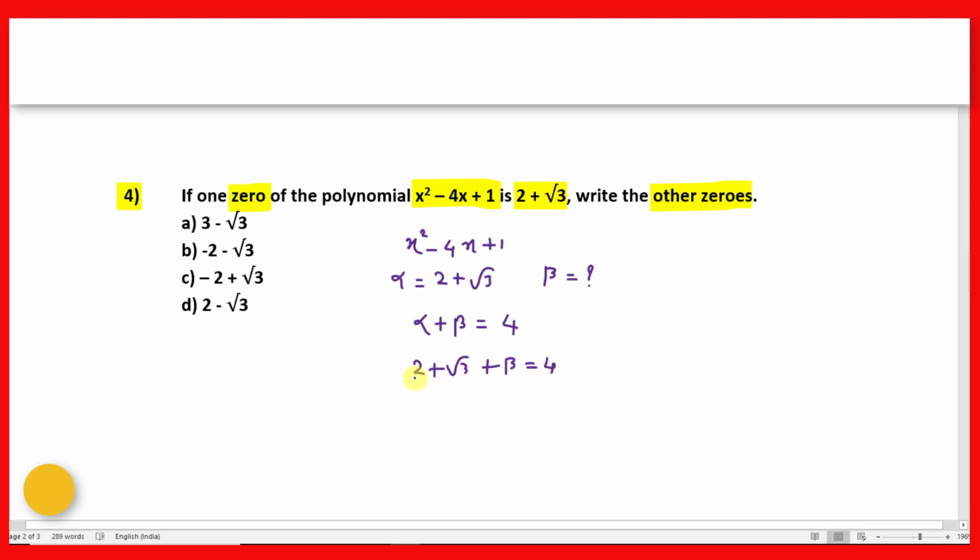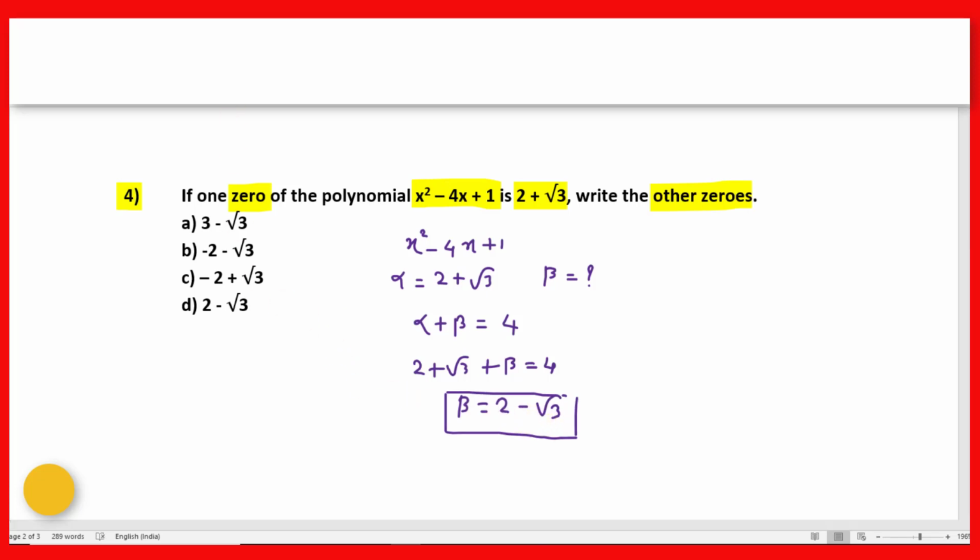And therefore, if you take 2 to the other side, so it will be 4 minus 2 will be 2. So beta, that is equal to 2 minus root 3. And therefore, the other zero of the polynomial will be 2 minus root 3. And therefore, the D option is correct, 2 minus root 3.